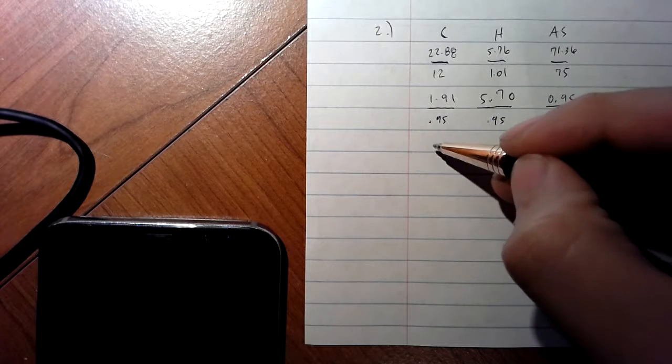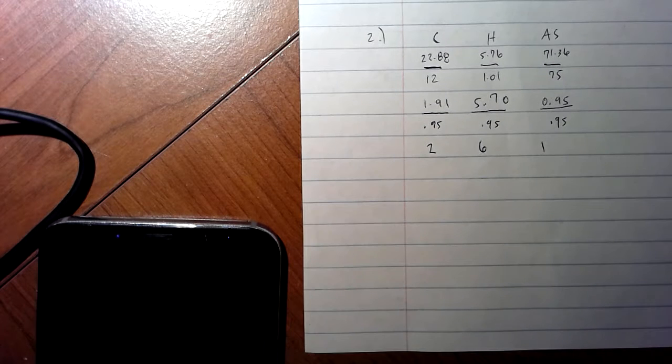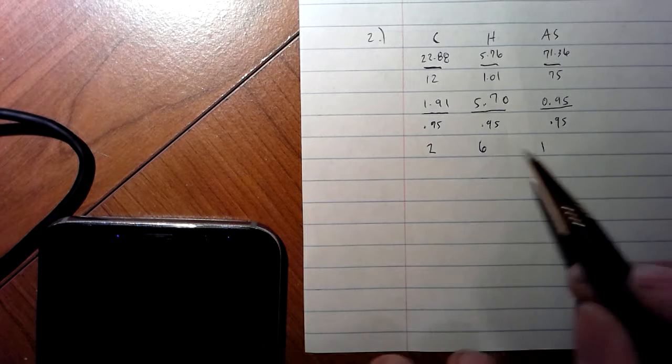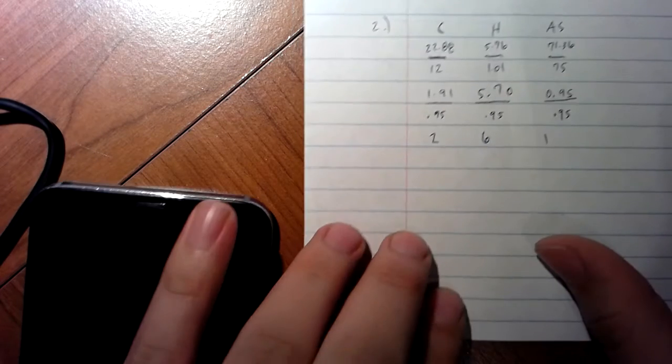1.91 divided by 0.95. So in the calculator I got 2 for this one. For the second one, 5.7 divided by 0.95, I get 6, so I'm getting nice whole numbers here. The third one is 0.95 divided by 0.95, oh look, guess what? The third one gives me 1. Didn't even have to type that. And so we get very nice whole numbers, so we don't have to worry about rounding or anything like that.